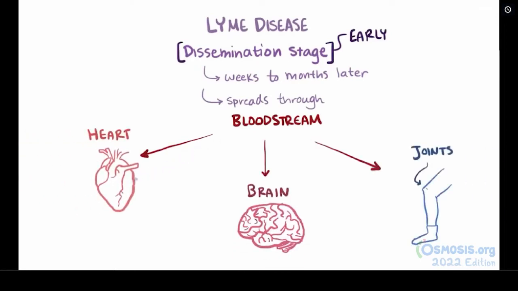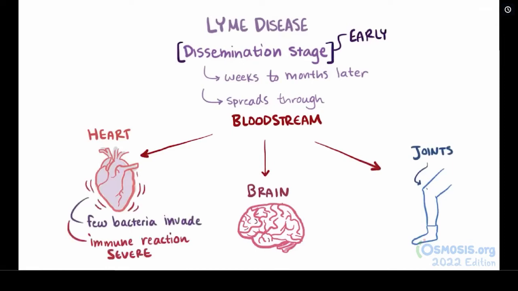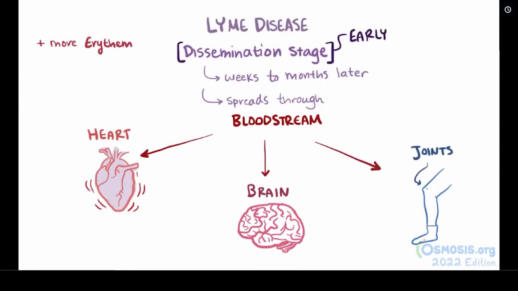In general, relatively few bacteria actually invade these various tissues, but the immune reaction is usually pretty severe and turns these tissues into a war zone, essentially killing the bacteria but damaging the tissue in the process. Other instances of erythema migrans might start to pop up in places that don't relate to the original bite. And this is where Lyme disease can become really serious.